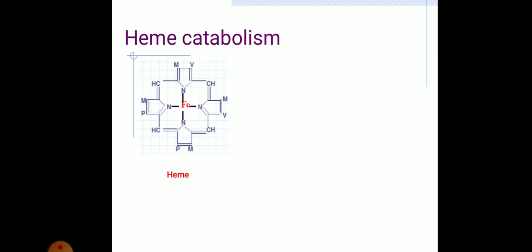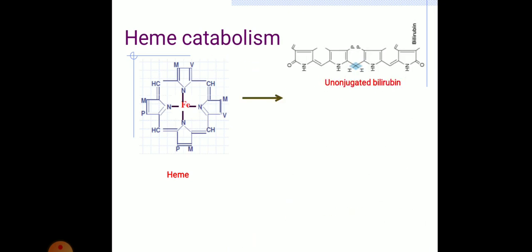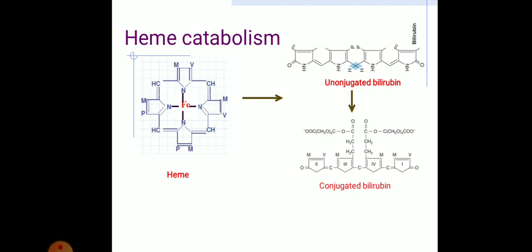There is a central ferrous atom, with 4 pyrrole rings around it. Simply, in heme catabolism, heme is converted to unconjugated bilirubin, then it becomes conjugated bilirubin and it is excreted. This is the simplest form of the heme catabolism steps. First, heme is catabolized to unconjugated bilirubin.